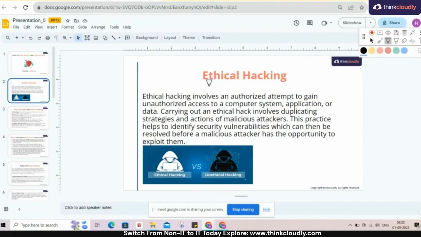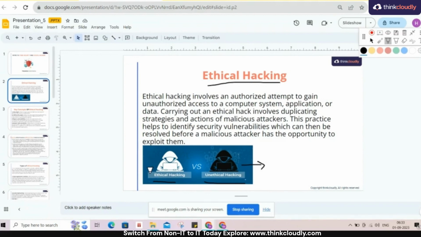What is ethical hacking? Basically, there are two types of hacking mainly performed: ethical hacking and unethical hacking. Unethical hacking is when any hacker exposes or attacks a particular web application for personal interest or for money. That we can call an unethical hacker.